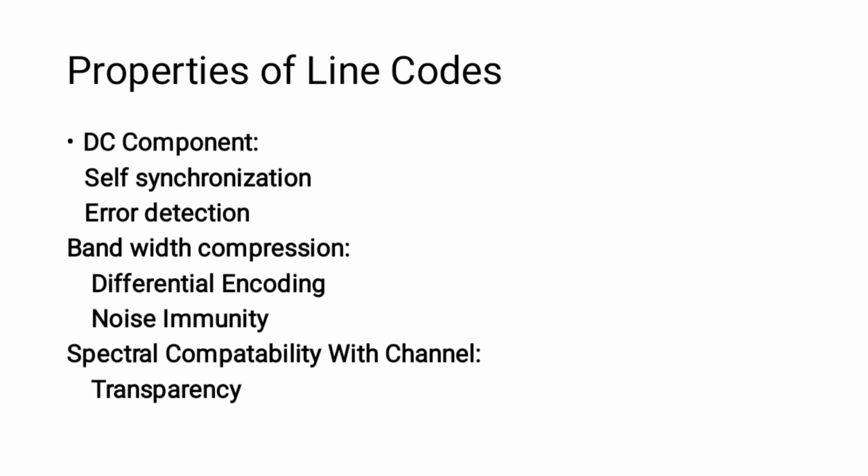First one is the DC component. The DC component is used for self synchronization and error detection. Another property is bandwidth compression and spectral compatibility with channels. For bandwidth compression we are using different differential encoding methods, and we have a nice immunity also. These are the three properties of line codes: DC component, bandwidth compression, and spectral compatibility with channel.